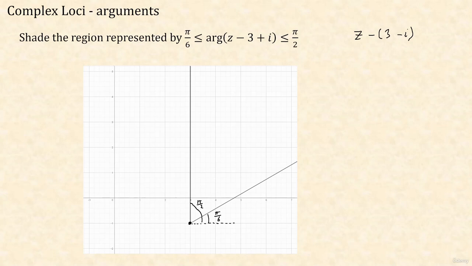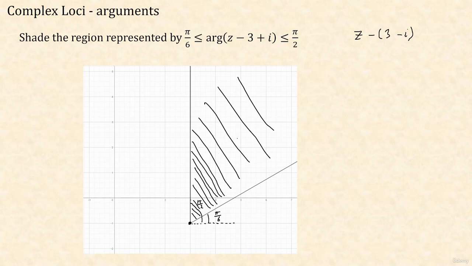So these are the lines where the argument is pi over 6 and pi over 2 respectively, but we want our argument to be somewhere between the two. And so the region we need to shade is this entire region between the two lines. Obviously I'm not going to go on forever, it's an infinite region, but it's this region between the two lines. Anything in this region has that property, because any complex number in this range, if you were to subtract 3 from it and then add i to it, you would still have an argument between pi over 6 and pi over 2.